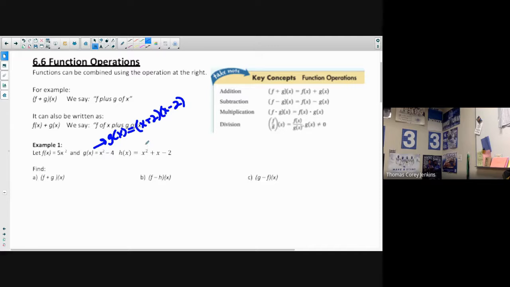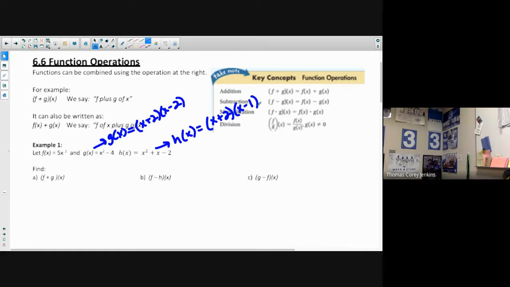And you'll see why that's important later in the video. And then h of x. So for this one, we're thinking what multiplies to negative 2 and adds to positive 1. So that'd be positive 2, negative 1. So x plus 2 times x minus 1. Okay. Like I said, you'll see why that's important later.